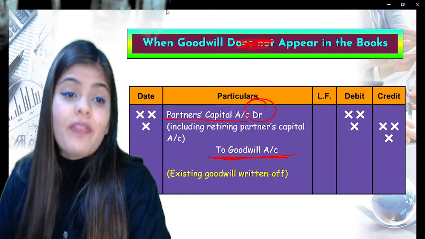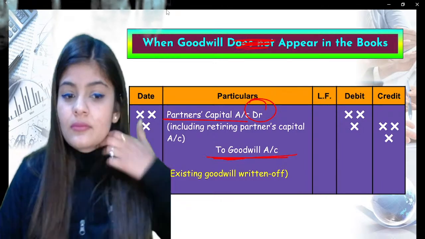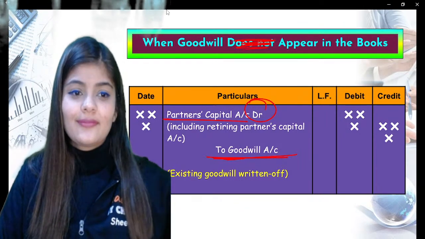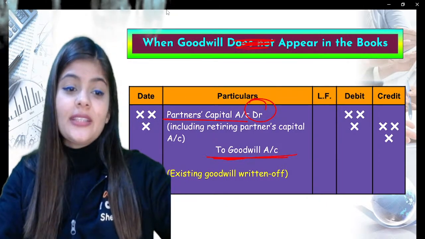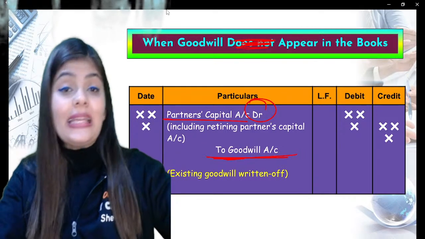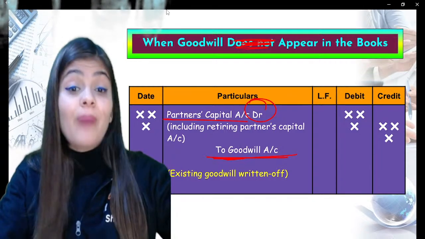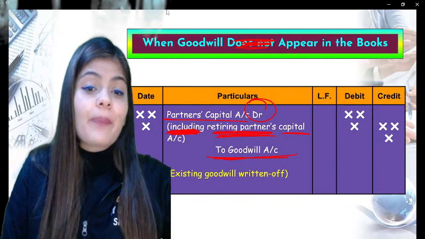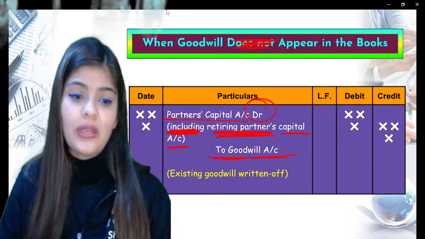So is this clear to everyone? Easy, Dolphy? What about others? Rishabh, Shikha, Komal, is it clear? Yes, Komal, retiring partner is also included, including retiring partner capital account. All the existing partners, including the retiring partner, are debited.